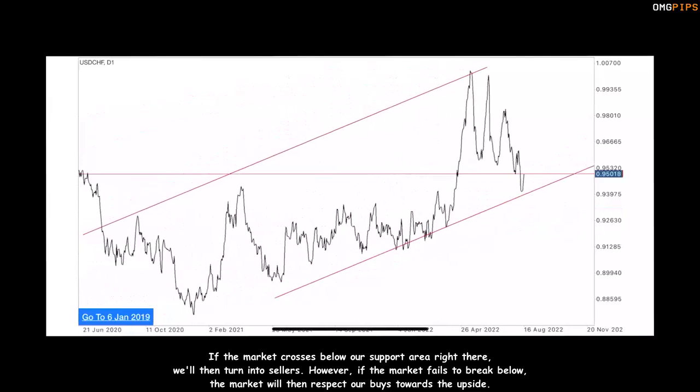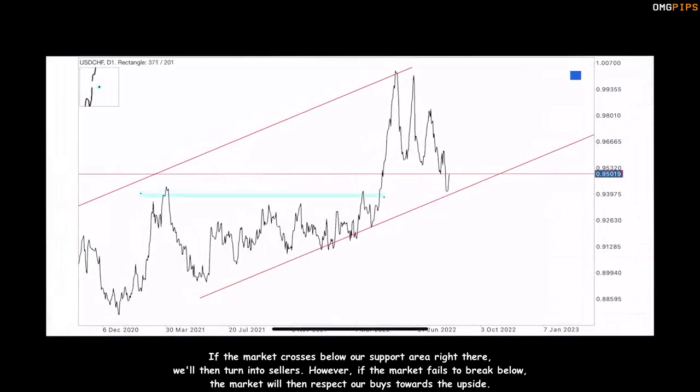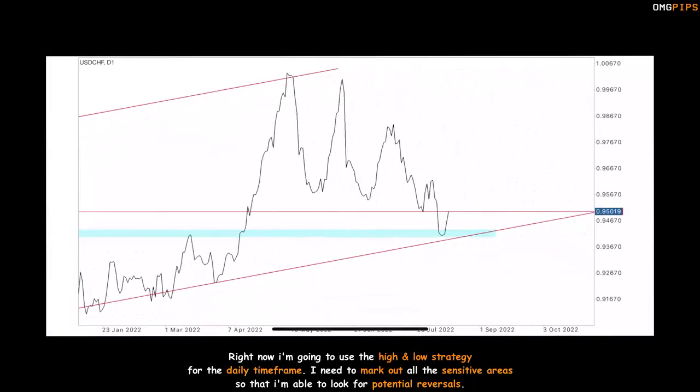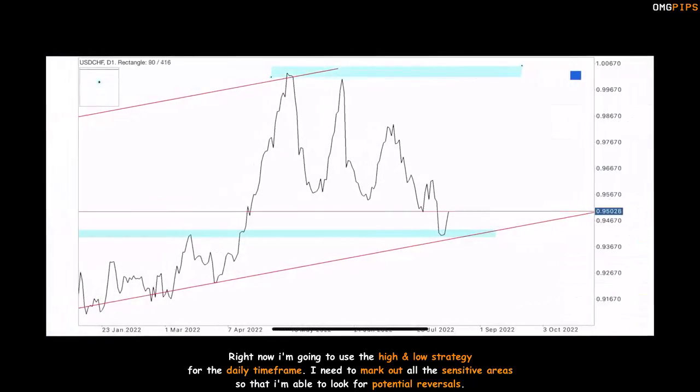However, if the market fails to break below, the market will then respect our bias towards the upside. Right now, I'm going to use the high and low strategy for the daily time frame. I need to mark out all the sensitive areas so that I'm able to look for potential reversals.